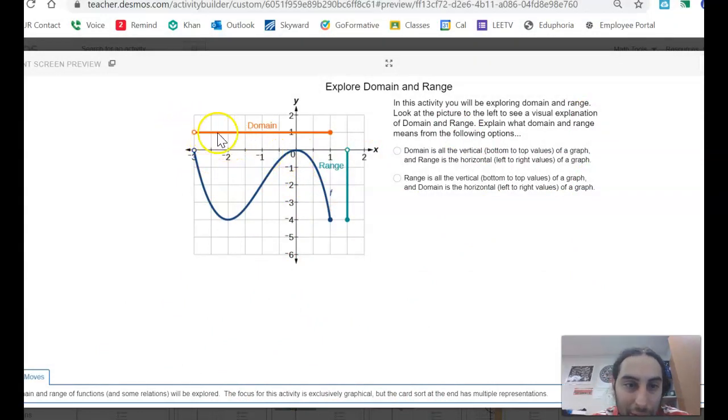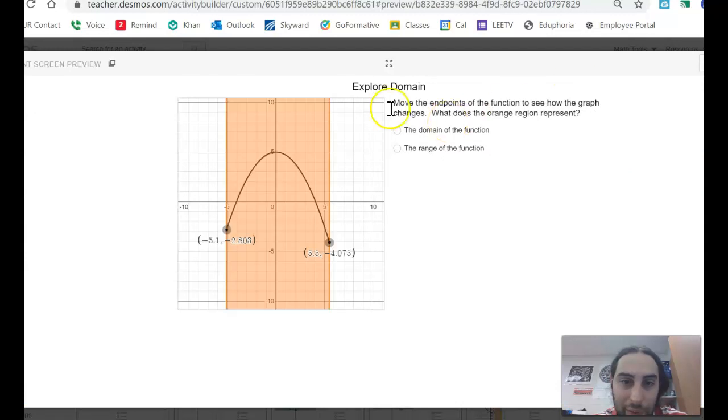You can see right here that domain is from left to right, right? So domain is all vertical. Nope, domain is horizontal, left to right values. Range is up and down. Range is all the vertical, bottom to top values, right? So make sure you have that marked on the first page. Let's go to the next one.